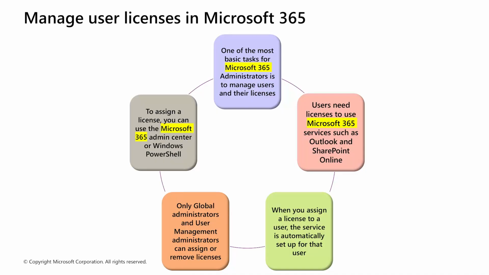To assign a license, you can use the Microsoft 365 Admin Center or Windows PowerShell. One of the most basic tasks for Microsoft 365 administrators is to manage users and their licenses. Users need a license to use Microsoft 365 services; Outlook and SharePoint are basic examples. Only global administrators and user management administrators can assign or remove licenses. When you assign a license to a user, the service is automatically set up for that particular user account.